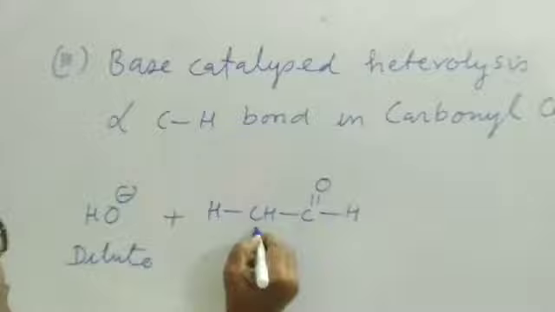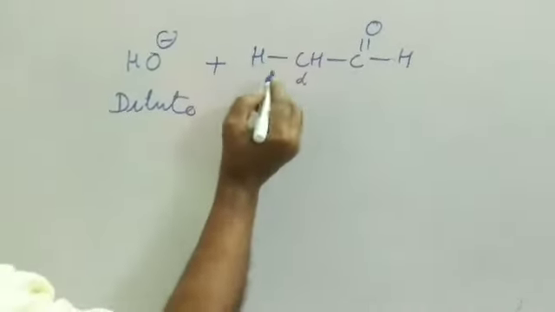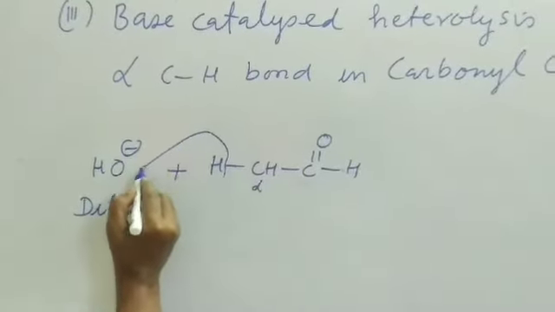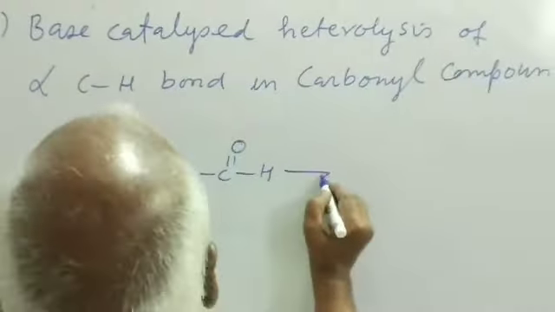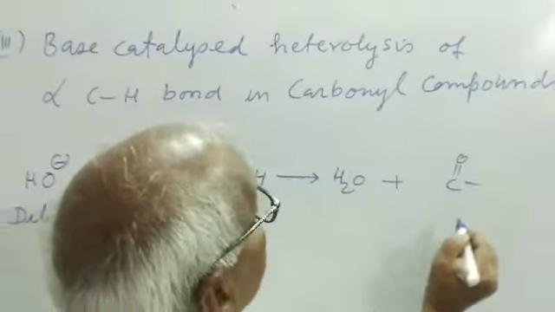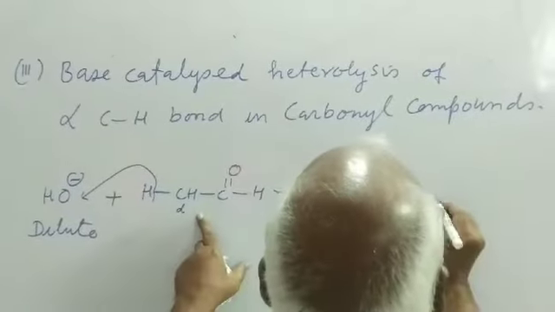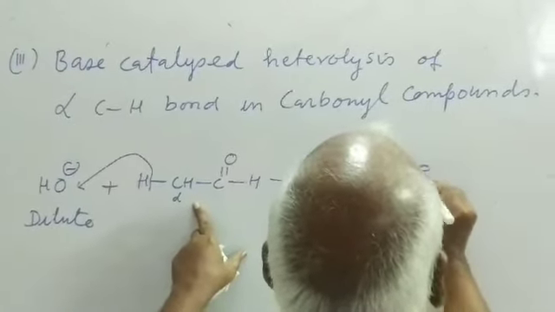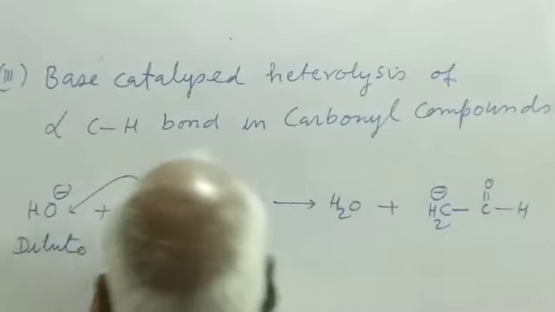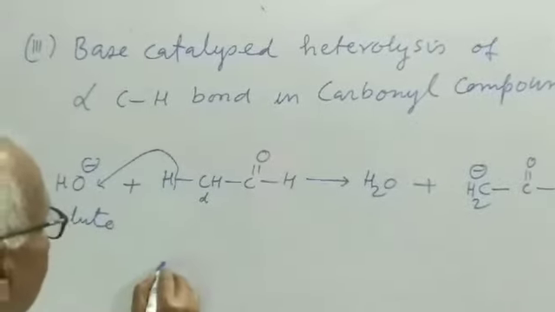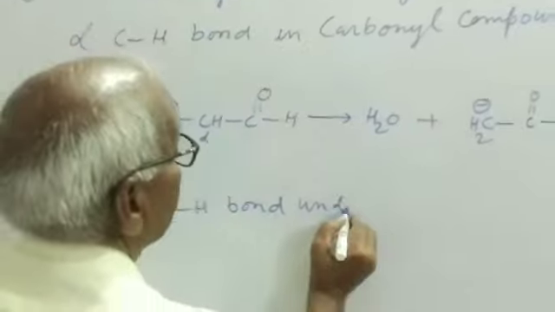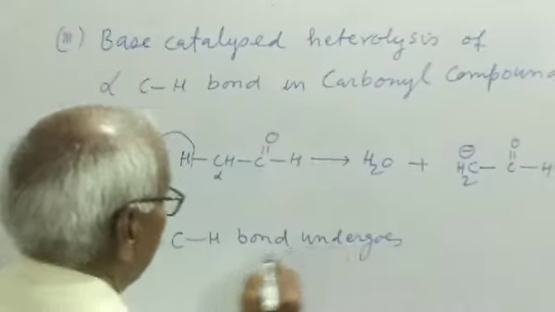This is the alpha hydrogen, alpha carbon. Heterolytic fission takes place. This hydrogen goes over here. We get H2O plus the carbanion, CH2 carbon ion, like that. So in this case the CH bond undergoes heterolysis.